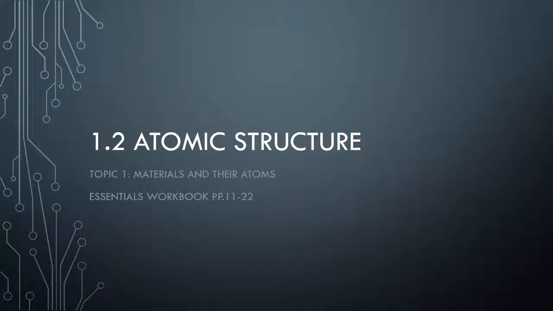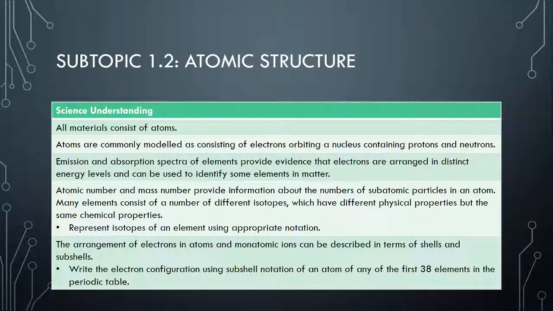Okay, this is the third video in 1.2 atomic structure. In this video, we'll tackle, next slide, the last box there. The arrangement of electrons in atoms and monatomic ions can be described in terms of shells and subshells. I will actually do this box and also what you're meant to do, which is to write electron configuration using subshell notation in 3 videos.